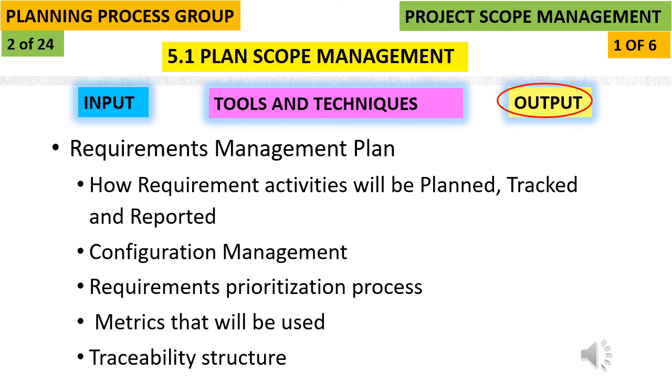The third component of this requirements management plan is the requirements prioritization process. Which requirements you are going to prioritize when you have conflicting requirements. That information should also be captured in the requirements management plan. And also the metrics that will be used for the requirements, and the rationales for using them, are captured in this.